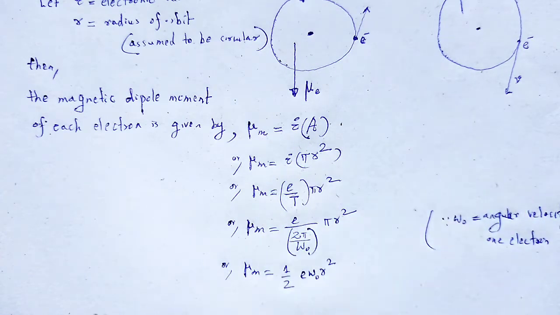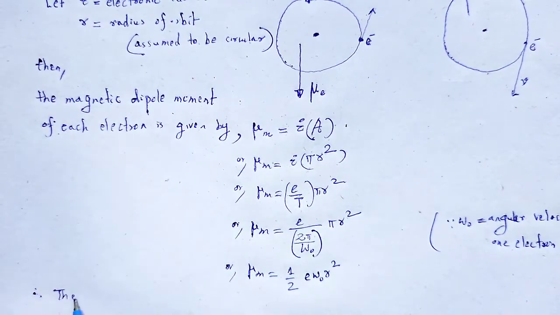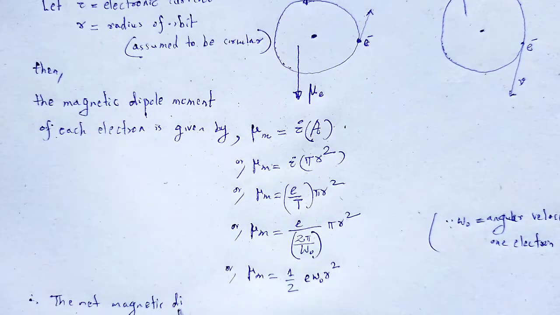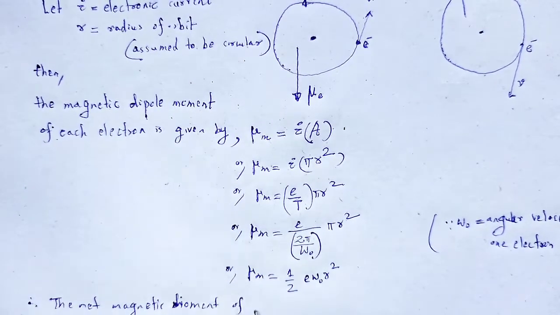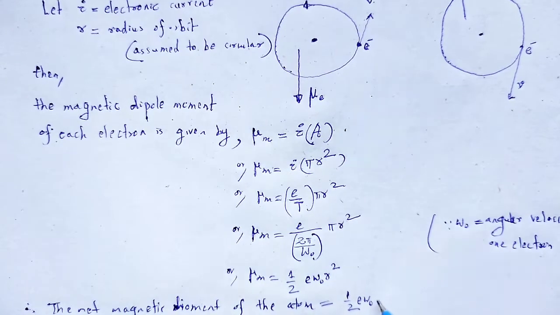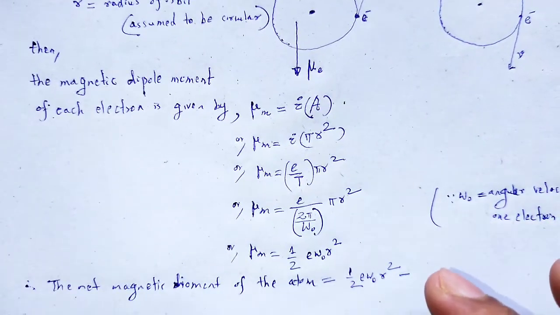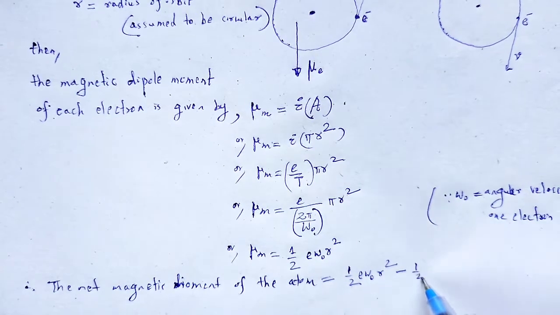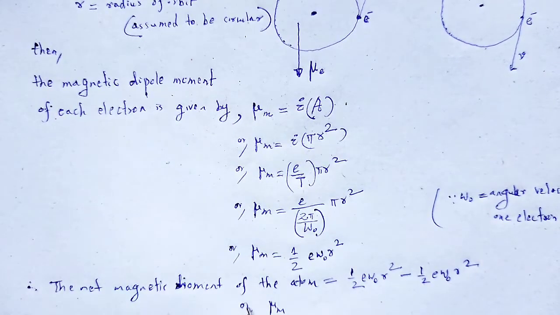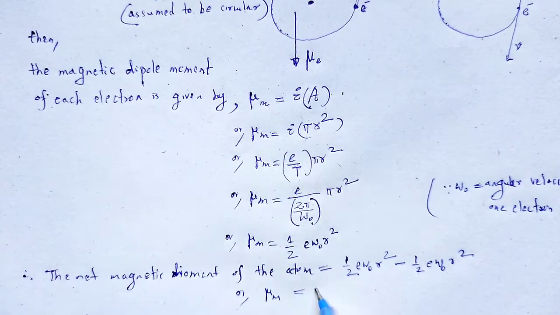Therefore the net magnetic moment of the atom due to one electron is half e omega naught r square. Due to the other electron, the magnitude is the same, but it is in the opposite direction, so we assign a negative sign: minus half e omega naught r square. So finally we obtain mu m, the net magnetic dipole moment of the atom, to be 0.